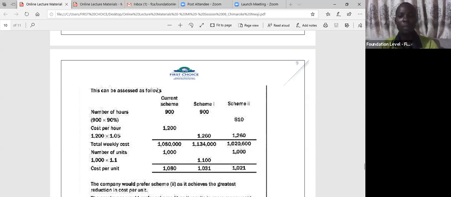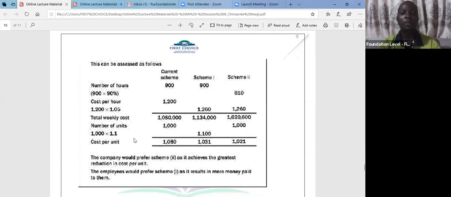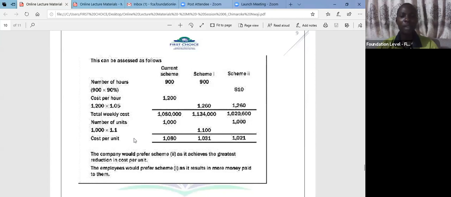So which one of them will give them a reduced cost? It is scheme number 2. So the company would prefer that the employees achieve the same 1,000 units, but with less time. The company will be looking at reduced costs, and will be telling them, please, I want you to spend 90% of your time doing these 1,000 units, because it will give a reduced cost.